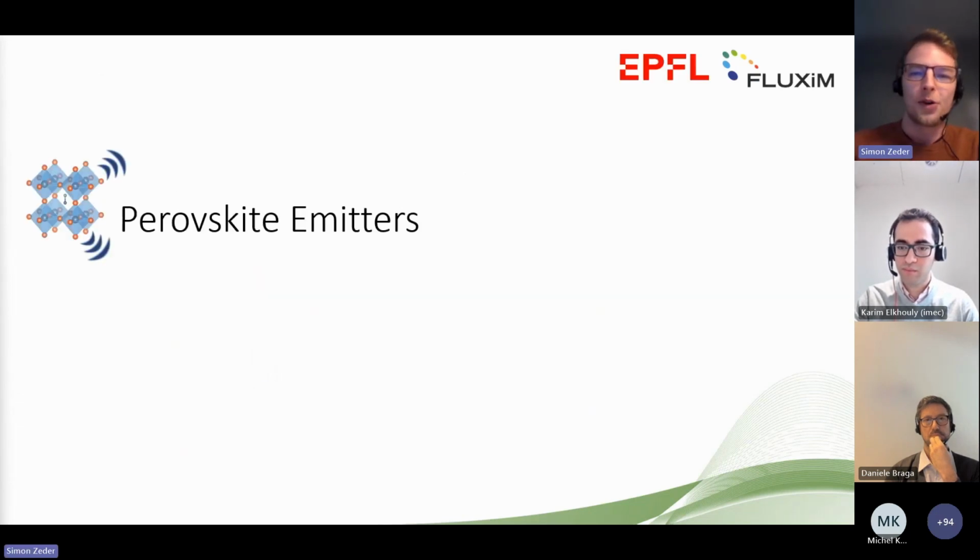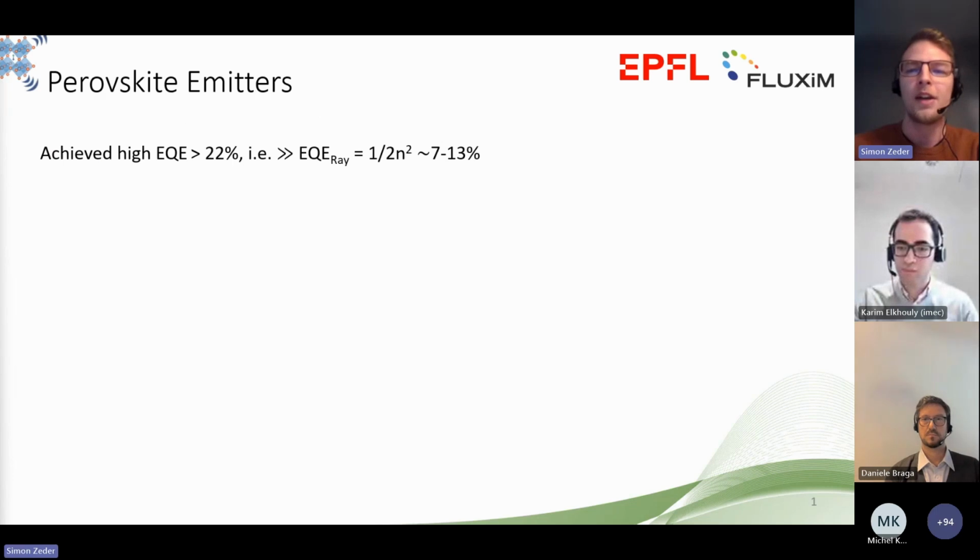Okay, so let's dive right in by giving a short introduction. Karim already gave a very nice, broad introduction into the field. I would like to give a bit more specialized introduction about the modeling peculiarities of perovskite emitters and why they're interesting material systems in terms of modeling. So, as you might know, perovskite emitters in PeLEDs have already reached relatively high EQEs, so much above the theoretical ray optical limit of 1/2n squared, which is around 7 to 13% due to the relatively high refractive index in most perovskite materials.